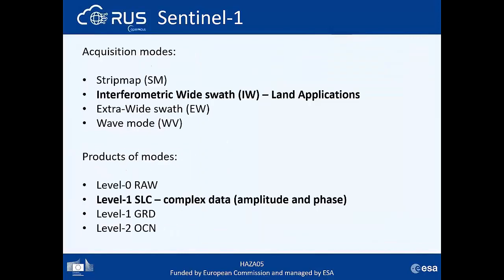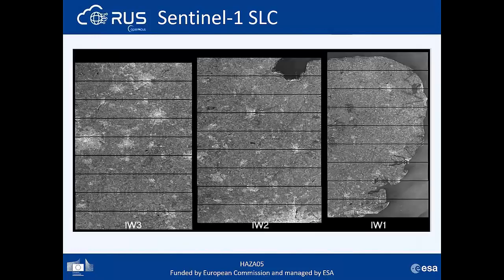Here you can see the 4 different acquisition modes, of which we will use the interferometric wide swath, and the 4 products of each mode, of which we will use SLC since it contains complex data of amplitude and phase and is necessary for interferometric processing. In the next slide you can see the 3 subswaths the interferometric wide swath consists of and the 9 bursts of each subswath. But let's talk a bit more about SAR interferometry.